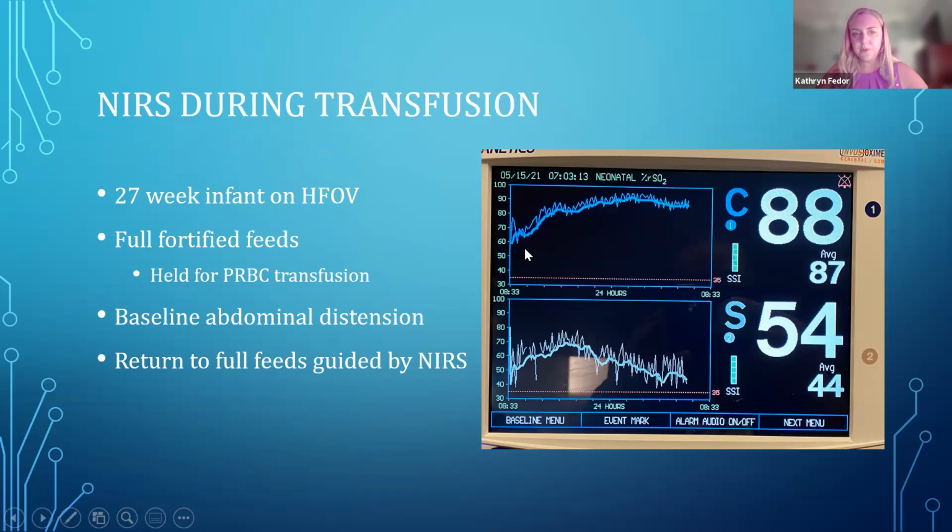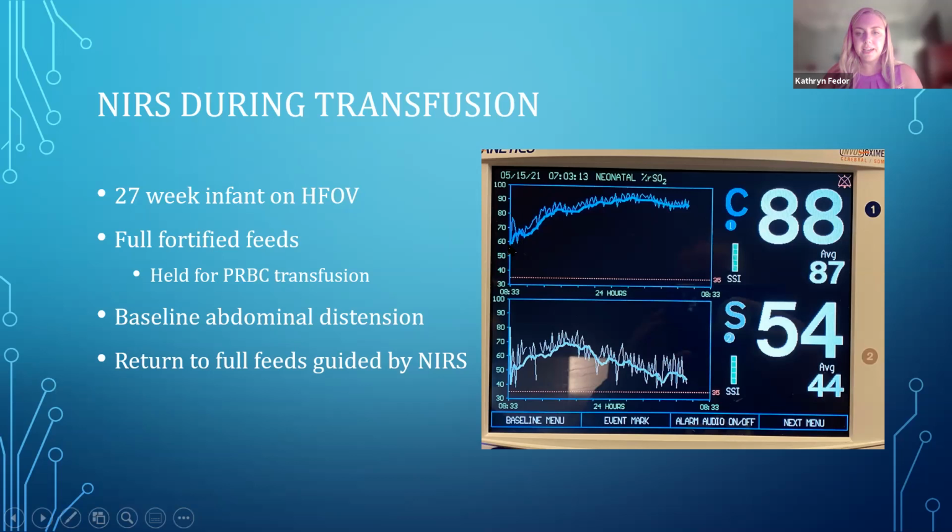I believe he was about 2 weeks old on high frequency ventilation, on full fortified feeds of mom's milk. Feeds were held for the PRVC transfusion. This baby did have a baseline abdominal distension, and this was a baby that we monitored our somatic NIRS on the renal site.